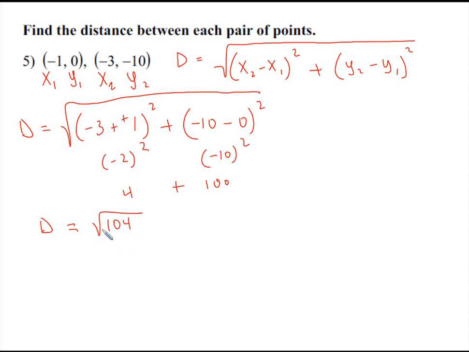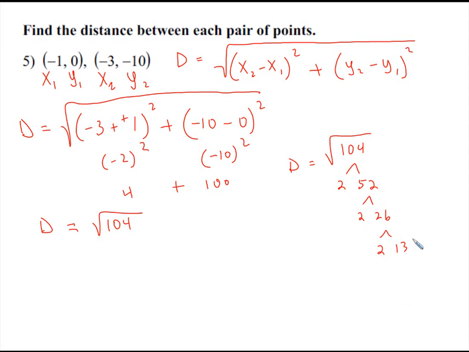Okay, so I'm going to simplify this radical right here. Our distance we know is square root 104, but I'm going to simplify this. So just think of any two numbers that multiply to give us 104. Since it's an even number, I'm just going to divide it by 2. I end up with 52. 52 is another even number. I'll divide that by 2. I'll get 26. 26 is another even number. I'll divide that by 2. We get 2 times 13.